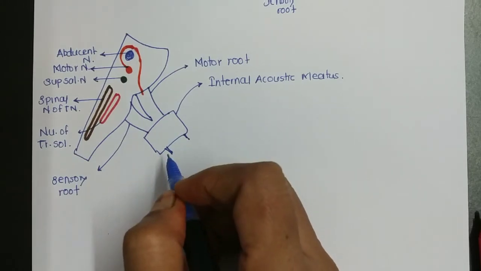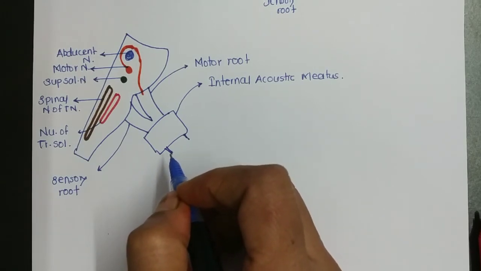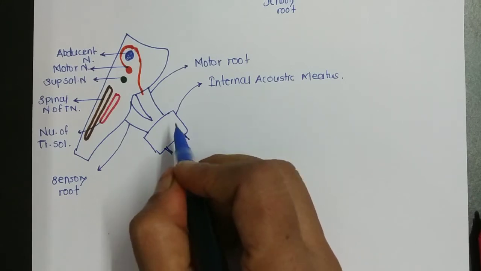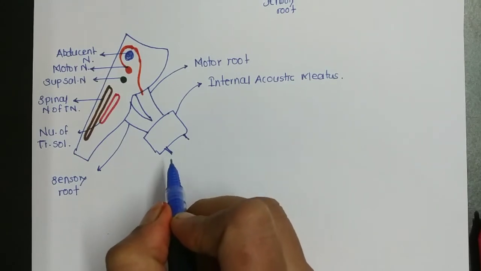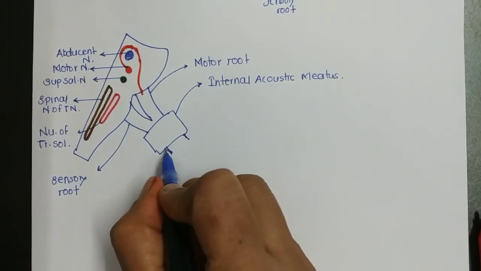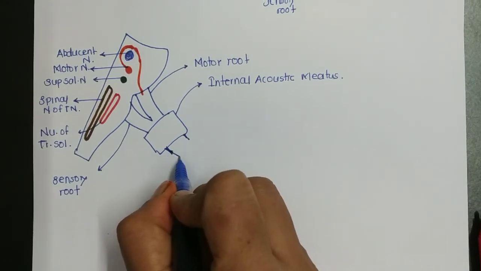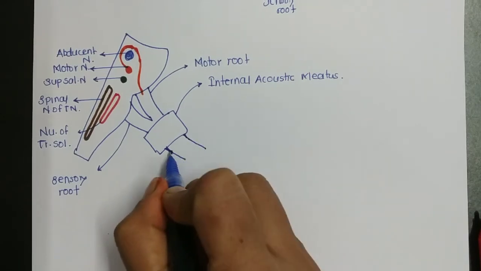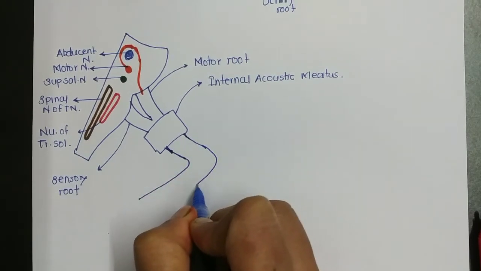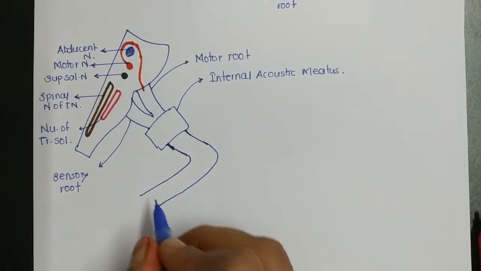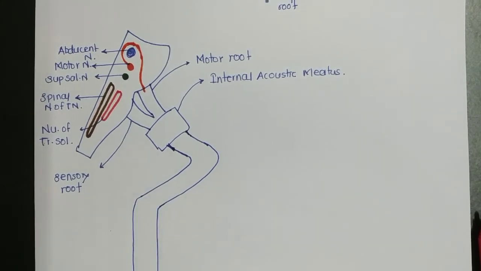Now the further course is in the facial canal and it is the intrapetrous course. Within the canal, the course of the nerve can be divided into 3 parts by 2 bends. The first part is directed laterally. The second part is directed backward. And the third part is directed vertically downward.